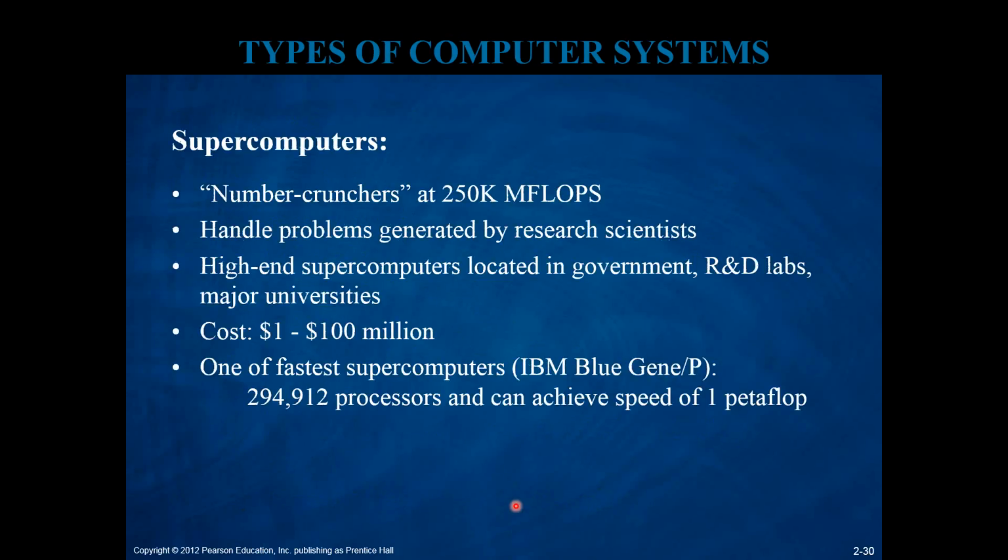And then there's another category of specific computer systems called supercomputers. Those computers have the processing capacity of thousands, sometimes millions of MFLOPS. They handle largely problems formulated by scientists, something related to weather, to genome, to encryption, decryption. Typically, they are located in universities, government labs, research and development labs and facilities. The cost for those computers can range from a few million to hundreds of millions of dollars.